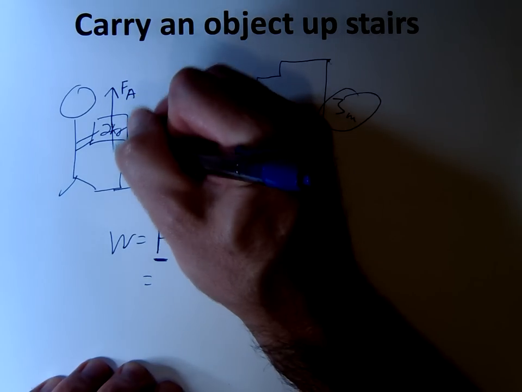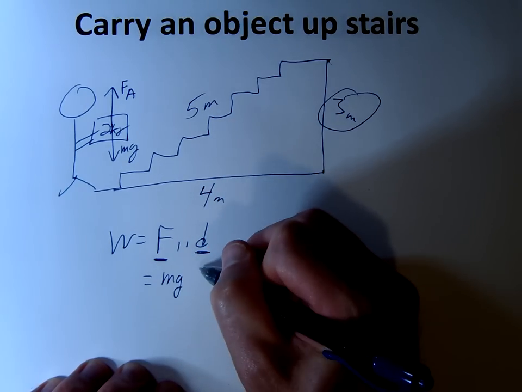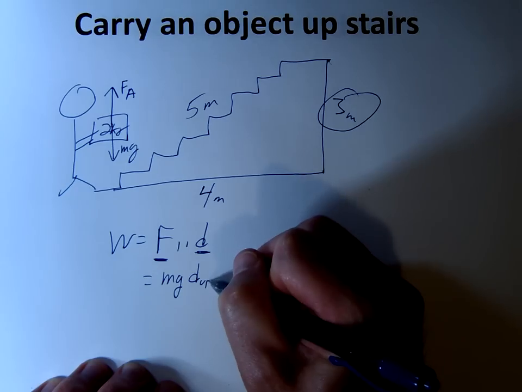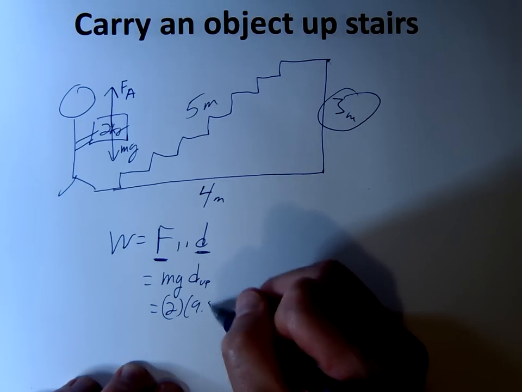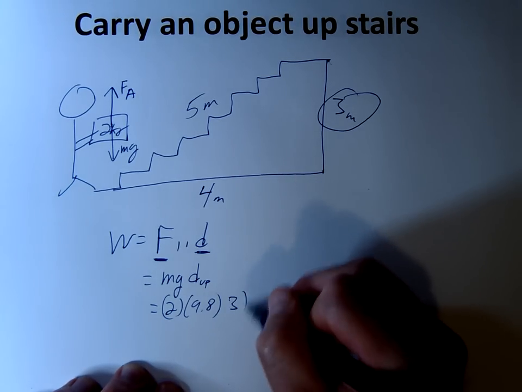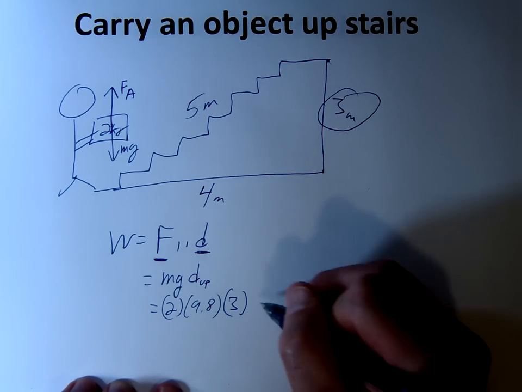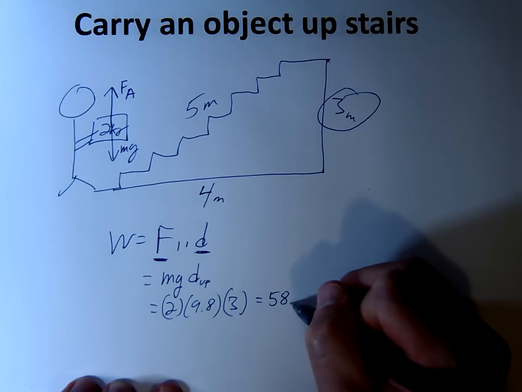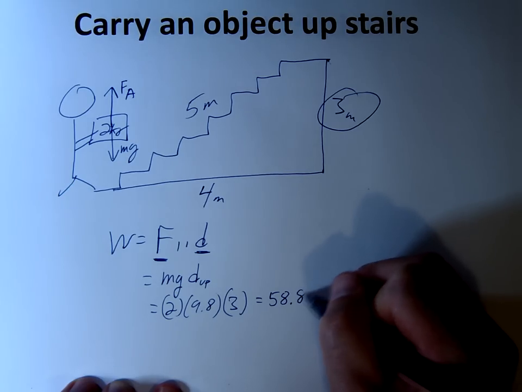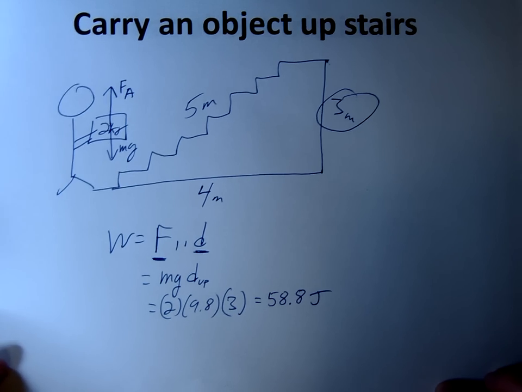So again, remember our F applied has to be equal to our weight here. So this would just be mg times our distance up, which is going to be 2 times 9.8 times 3. Okay, so that's 6 times 9.8, that's 58.8. Hope that's right. You can check that for me. Alright, so that's how much work we're doing lifting it upwards, up the stairs.